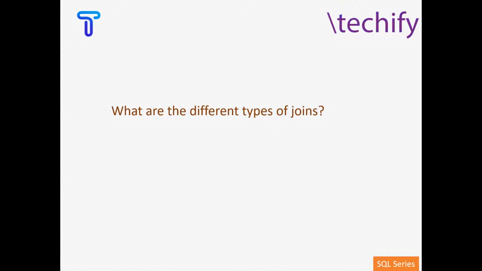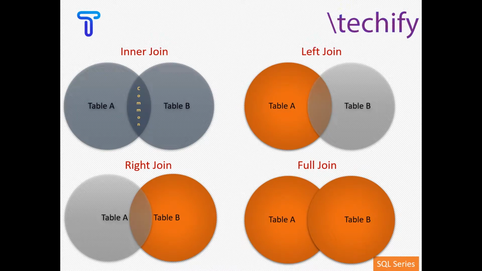Today we are going to cover a simple topic, that is the different types of joins in SQL queries. So before wasting any time, let's just jump right into the topic. Broadly speaking, there are two different types of joins, inner join and outer join. However, outer join can be broken down further into left join, right join, and full join.